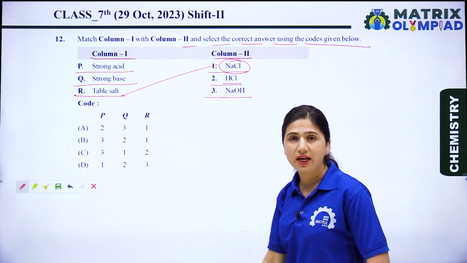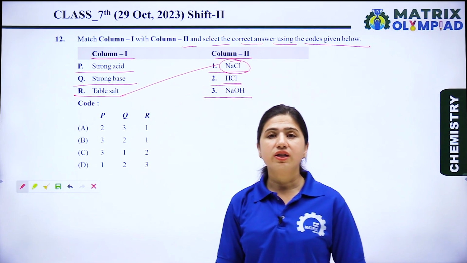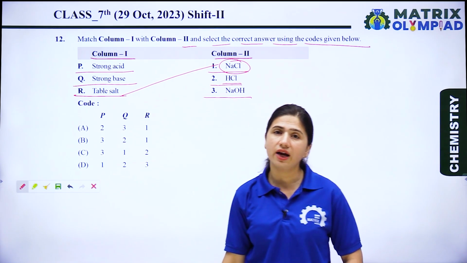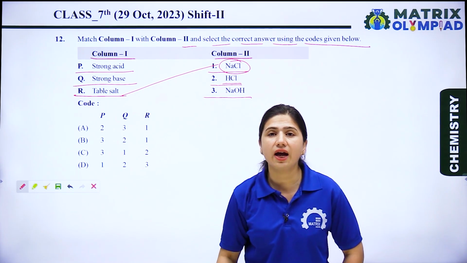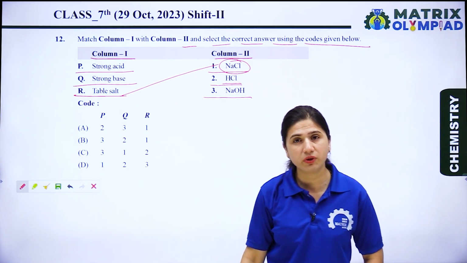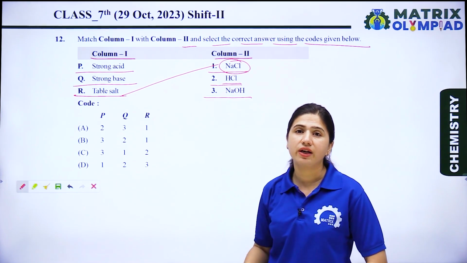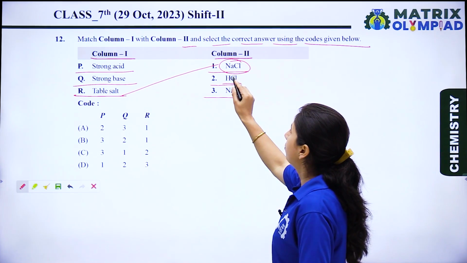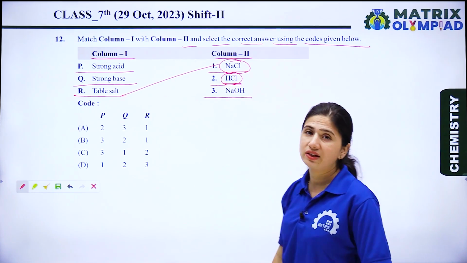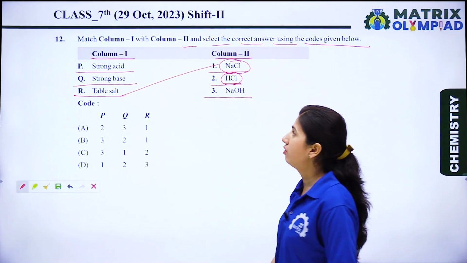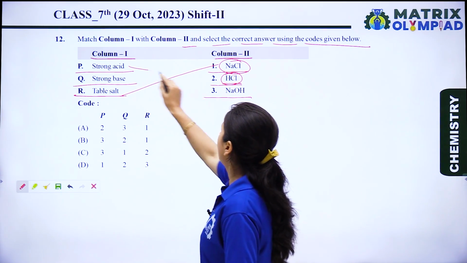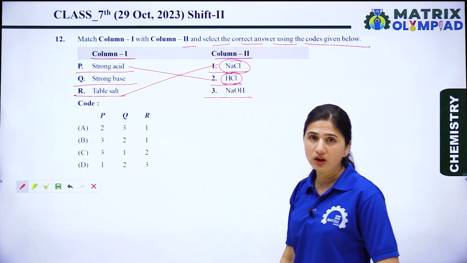The next one is HCl. HCl is known as the hydrochloric acid, and this hydrochloric acid releases the H positive ion in the aqueous medium, and the amount of release of H positive ion is much more. We can say the pH value of hydrochloric acid is less than 7. So because of that, it is known as the strong acid. So HCl is a strong acid.